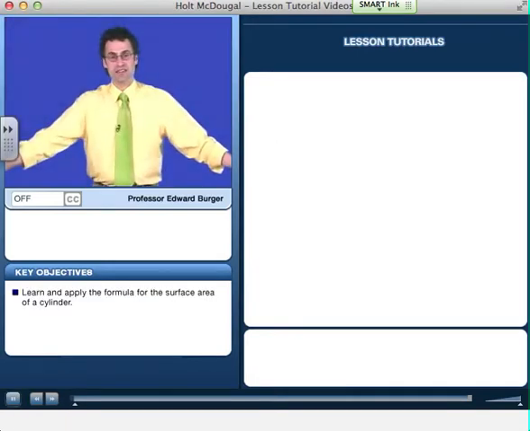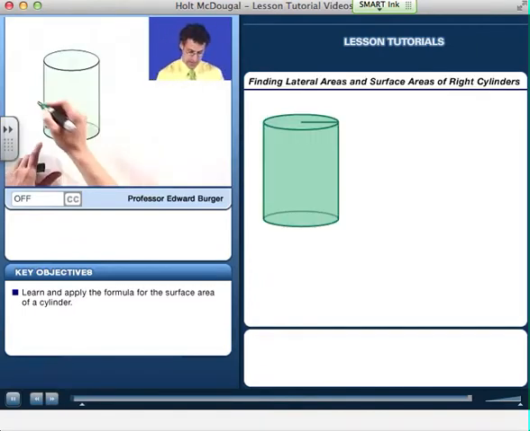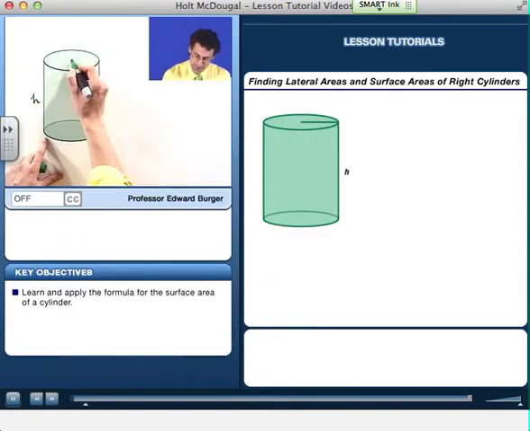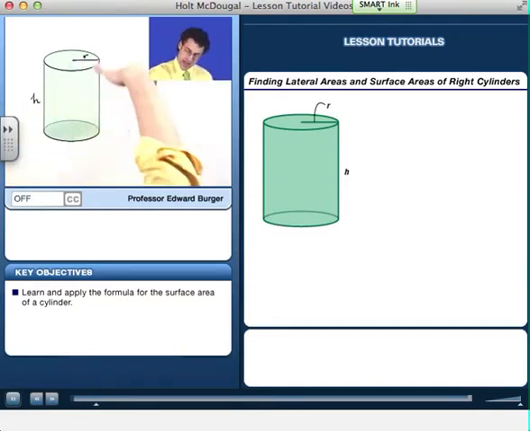Okay, now let's consider the cylinder. Now the cylinder is great. It's got a height, it's got a radius, and we're good to go. All right, how would you find the lateral area?